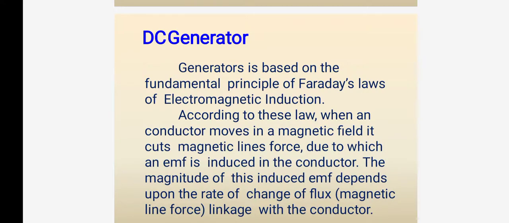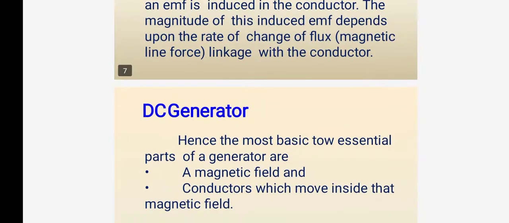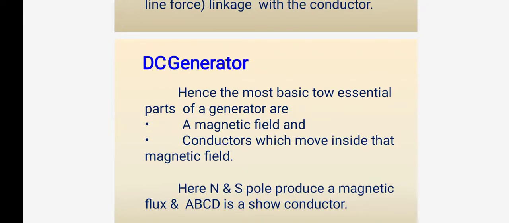So the generator is based on the fundamental law of electromagnetic induction. According to this law, when a conductor moves in a magnetic field, it cuts the magnetic lines of force, due to which an EMF is induced in the conductor. The magnitude of this induced EMF depends upon the rate of change of flux linkage with the conductor. Hence, the two most essential parts of a generator are a magnetic field and a conductor which moves inside the magnetic field.